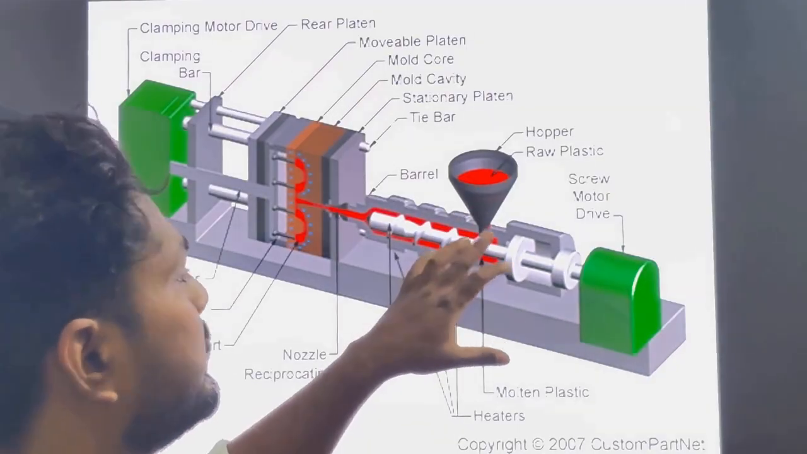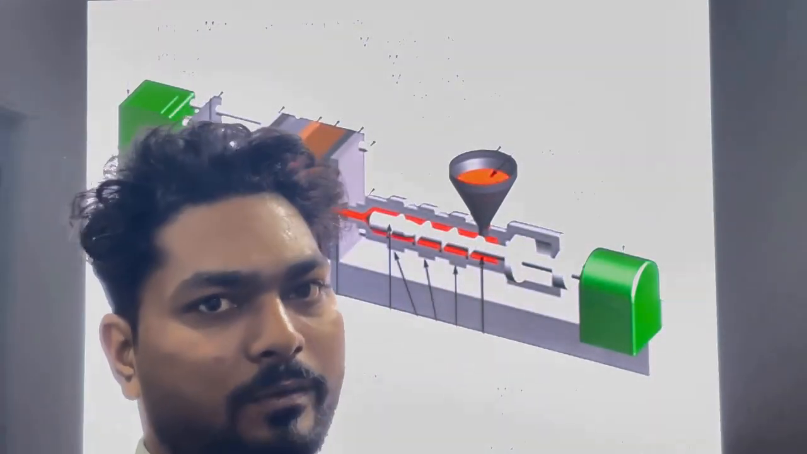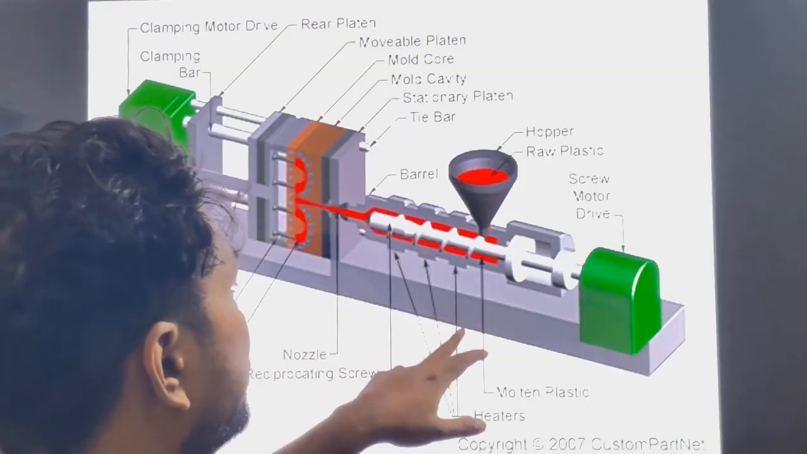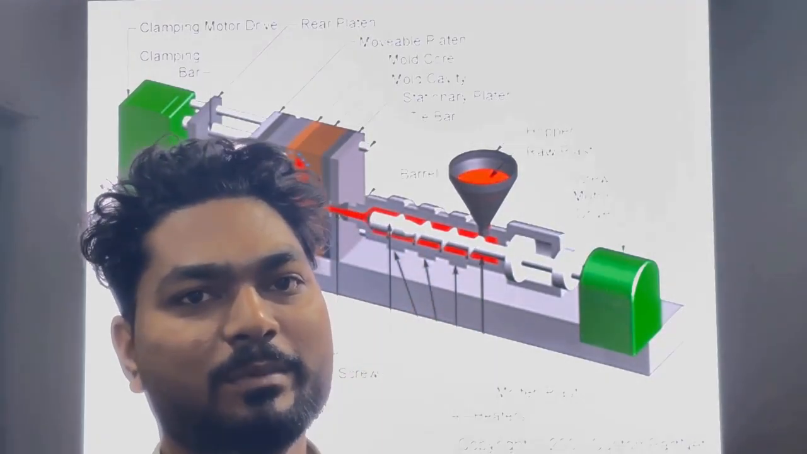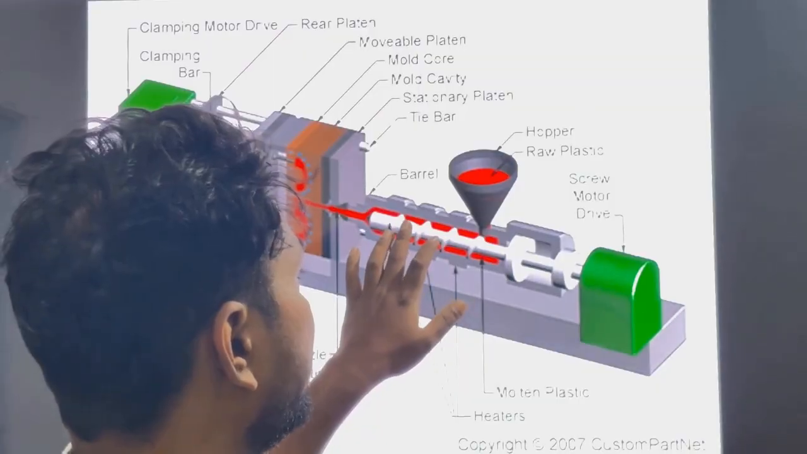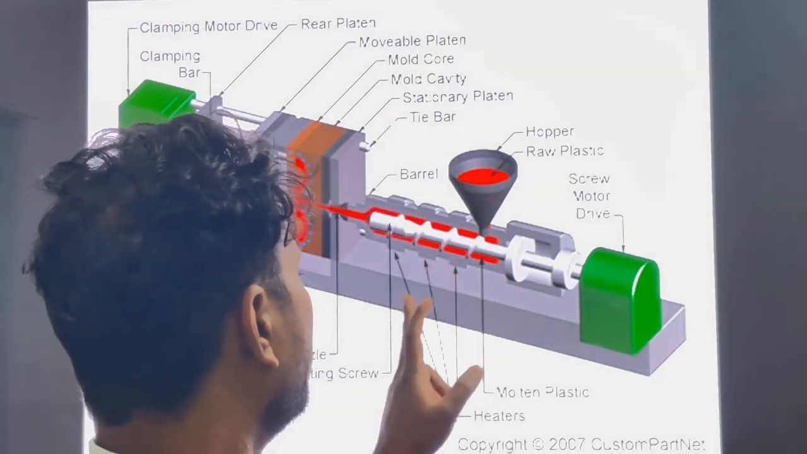Once we put this plastic into the hopper, these are solid particles. Those solid particles we need to convert into liquid. So how do we convert into liquid? Here you can see the heaters, right? These heaters heat the raw plastic and convert the solid particles into liquid. In this area we are getting the molten plastic.